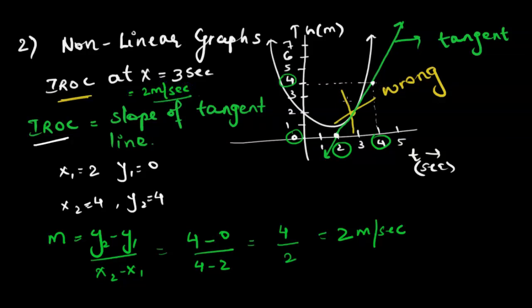When we are given a nonlinear graph, the first step is to make a tangent through the given point and then pick any 2 points on the tangent to find out the slope of the tangent line. That tangent line slope will automatically give us the slope of the curve at that given point because the tangent is passing through the curve at that point.